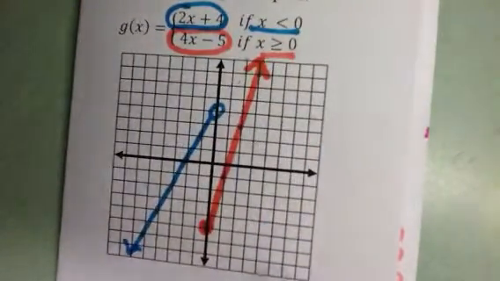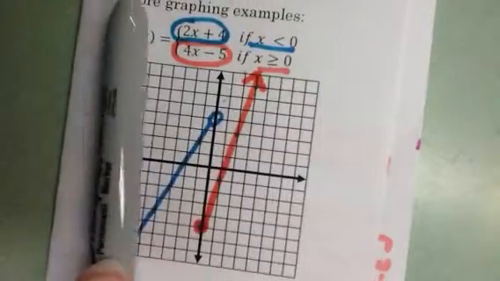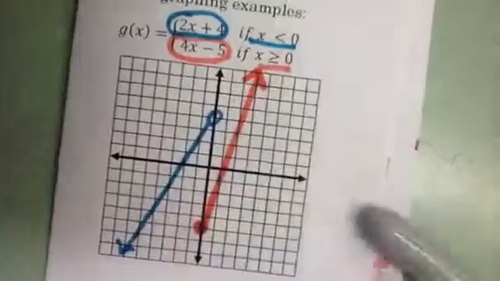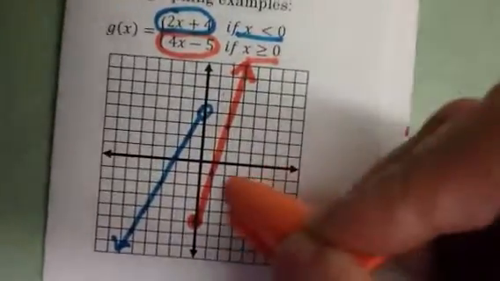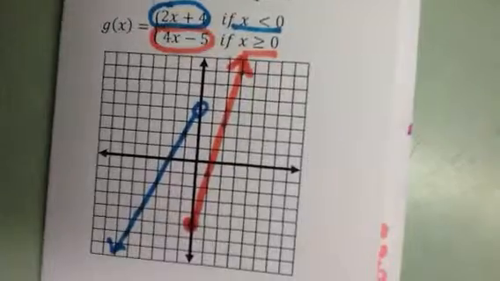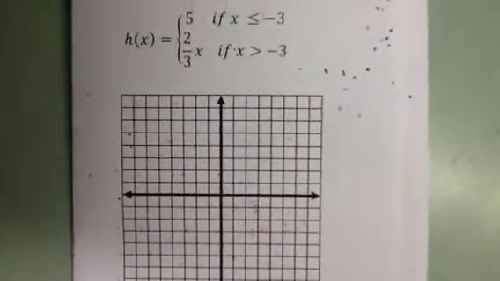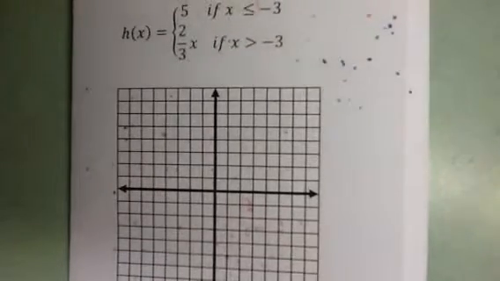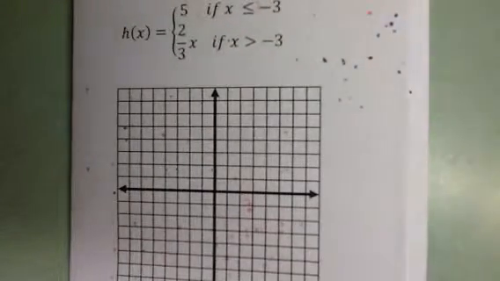And notice it is a function, so as you go across, you should never touch 2 points at one time. They'll never overlap. You won't have a line here and then a line over top of it somewhere. Okay? And then next, h of x equals 5 if x is less than or equal to negative 3.